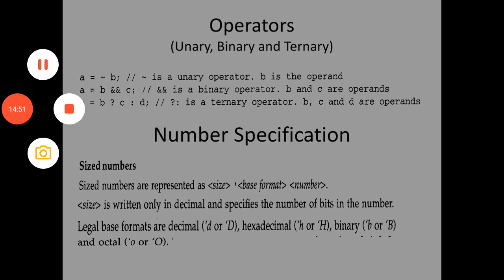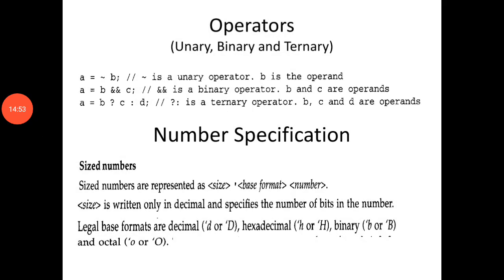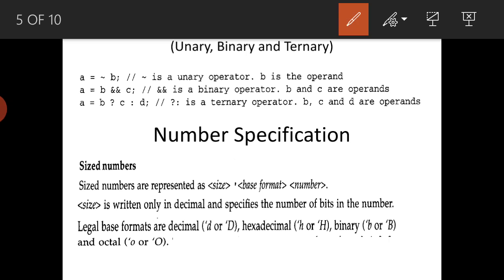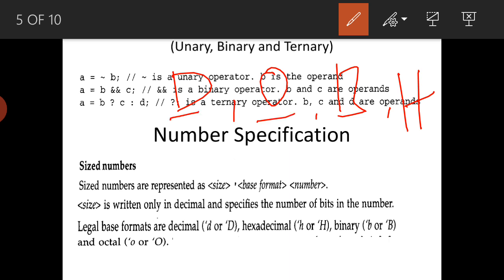The next one, after seeing the operators, is number specification. While writing the code we will use numbers. So what are the different types of numbers? Decimal, octal, binary and hexadecimal. These are the basic types of numbers we will use in digital systems: decimal, octal, binary and hexadecimal.